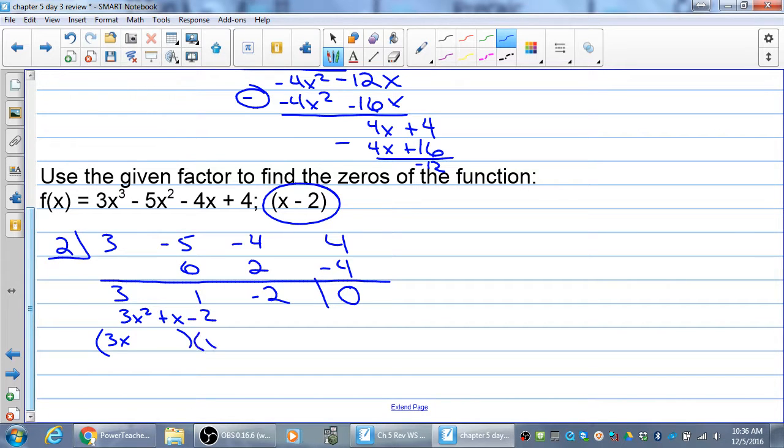3x and x. I need a +1. So how about +1 here and -2 there? That'd be a 3x minus 2x, which is a +1. So x equals 2/3, x equals -1, and x equals 2. There are the 3 zeros. Questions on that? All right, last one.